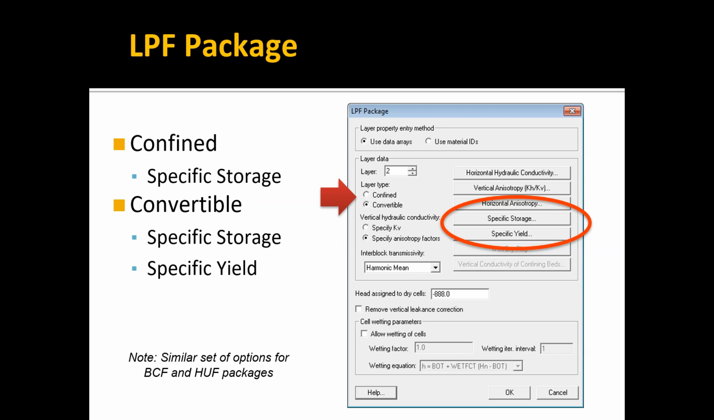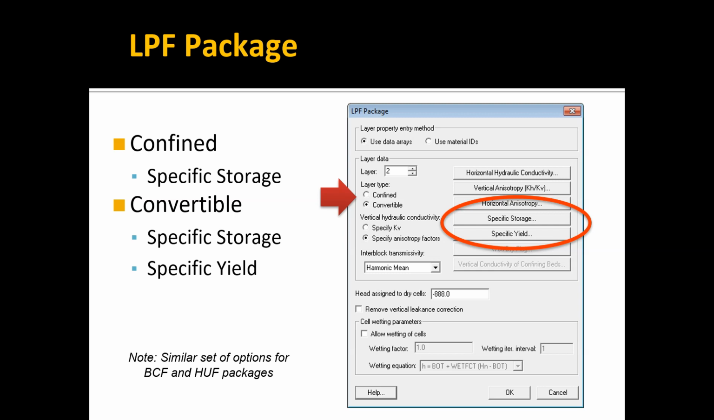So why would you ever switch one to confined? Well, it makes the solution go a little faster. But by default, they're convertible. Now, if it's convertible, you have to input 2 different storage coefficients, both a specific storage and a specific yield. Remember, specific yield is for an unconfined aquifer, and it's the amount of water lost from an unconfined aquifer from a unit change in head, and it represents gravity drainage as the water at the top of that column drains off. And it's some fraction of the porosity. It's much larger than the specific storage.